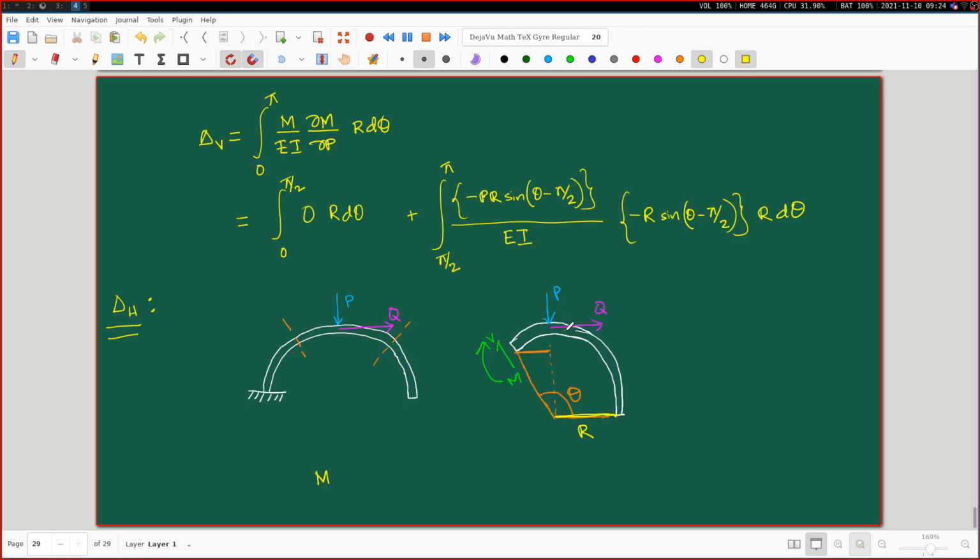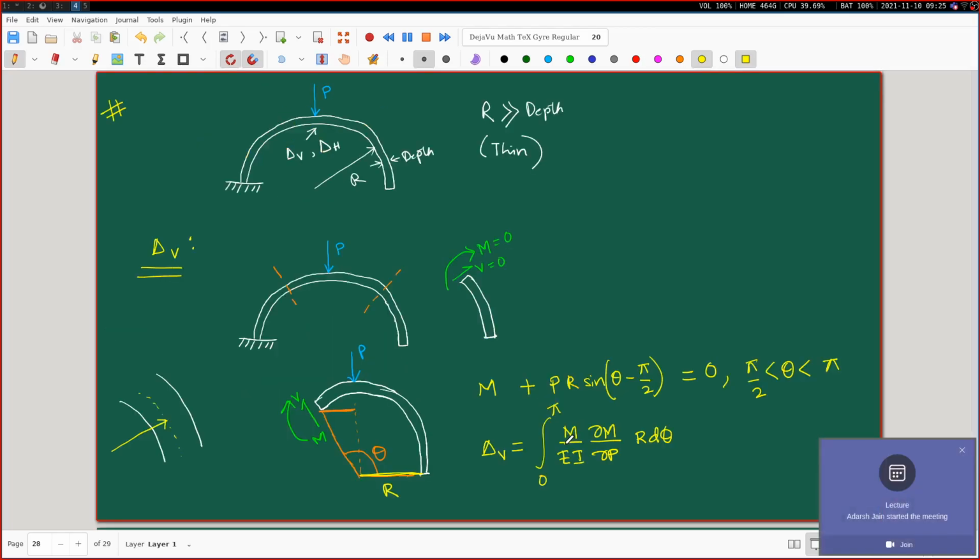Just because I am interested in finding out the horizontal deflection whose conjugate is this Q, it does not mean that I can forget about the P. So I must include the contribution for the P also. The situation is exactly like before. Because of the curvature and everything, things are looking a little bit different, but in terms of the spirit of what I am doing, it is exactly following the steps which I followed for this earlier problem. Let me show you.